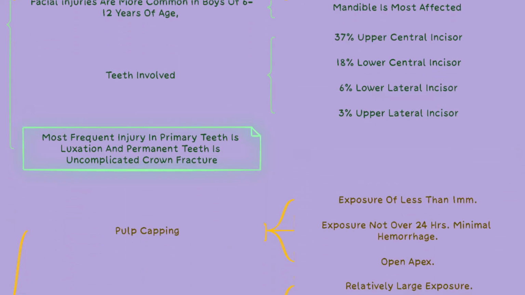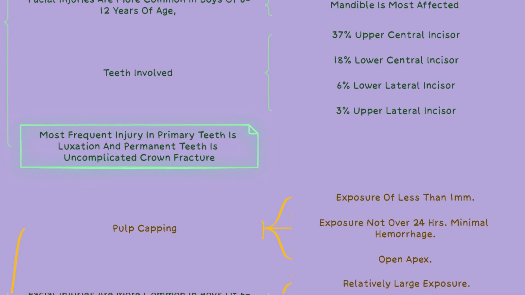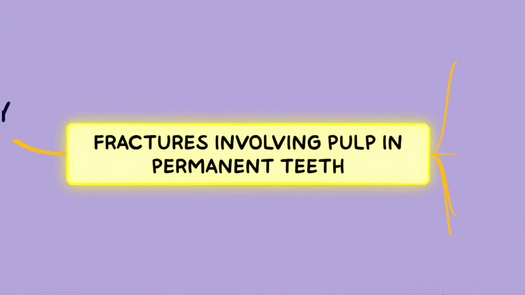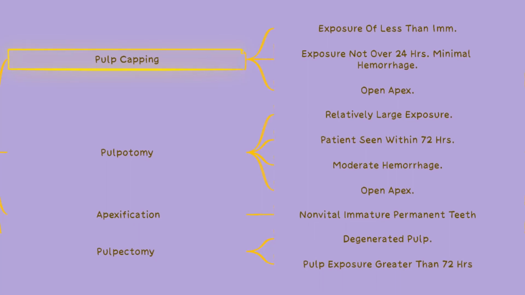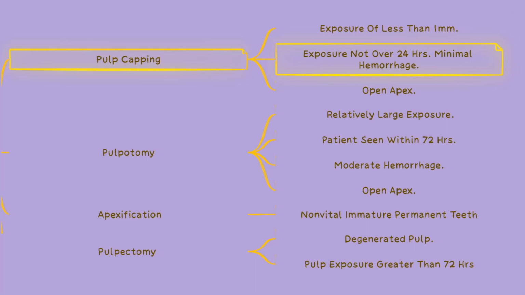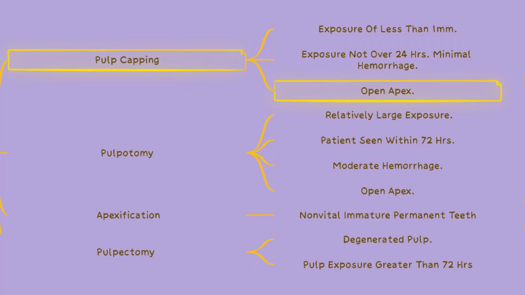The most common type of injury in primary teeth is luxation, and in case of permanent teeth, it is uncomplicated crown fractures. Now, let us look at the treatment options available when the fracture involves the pulp. Pulp capping can be done when the exposure is small in size, that is, less than 1 millimeter, when exposure time is less than 24 hours, and in cases of teeth with an open apex.